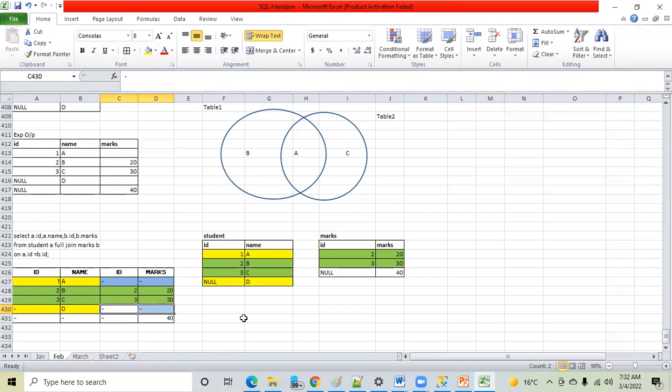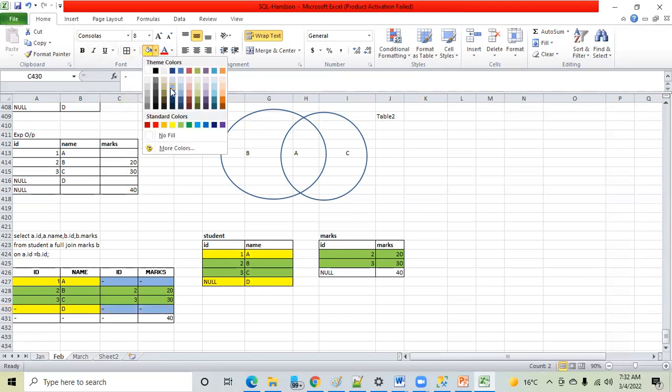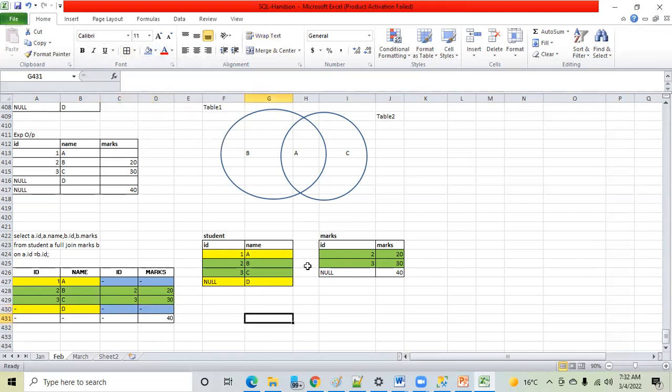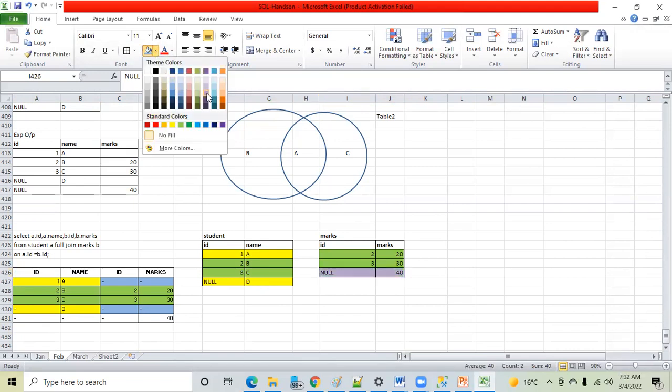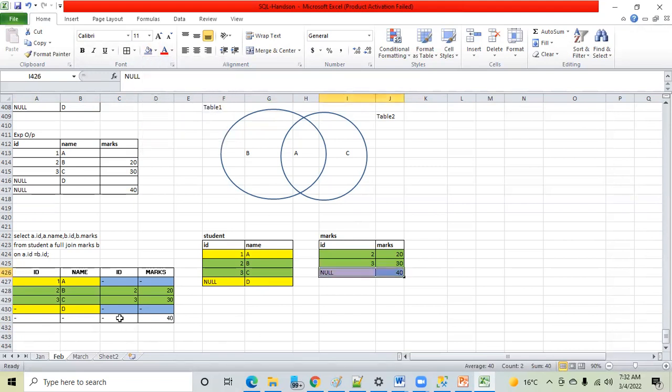No match, because we don't have any records from the other table. That's why this will be blank. This is what is left out in the marks table: null 40. Have we covered that here? Yes, we have covered that here, null 40.